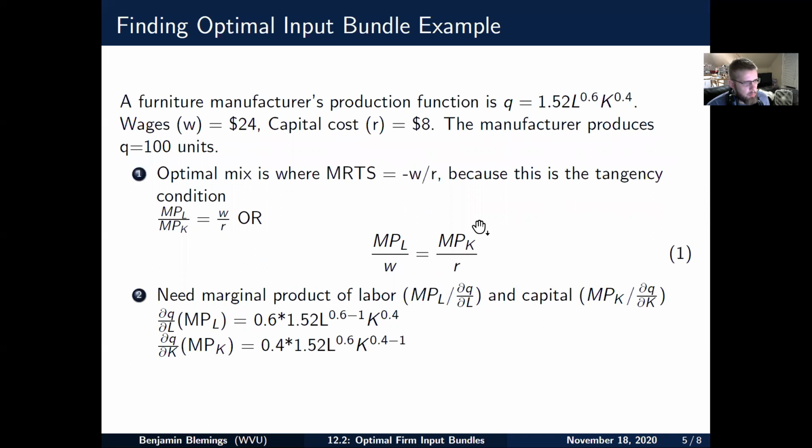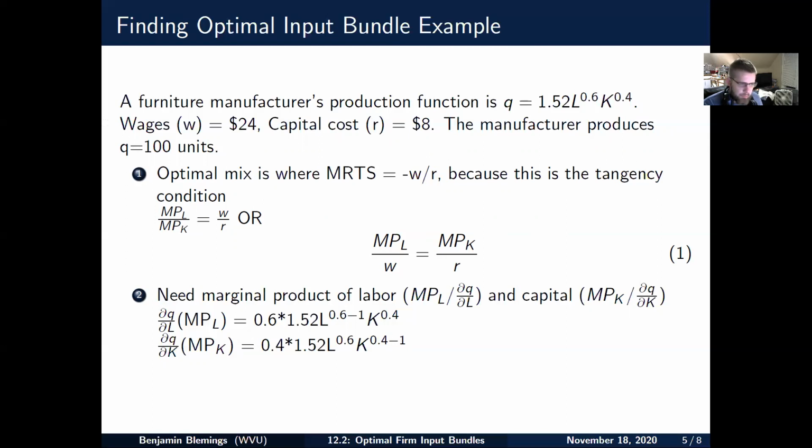And so we're trying to find, from these parts of the question, what is the optimal bundle? And so we need to find this. So the first thing, we have W and we have R. W is 24, R is 8, but we don't have the marginal product of labor or capital, and so we'll need to take a derivative of the production function with respect to labor and with respect to capital. So dQ/dL and dQ/dK.